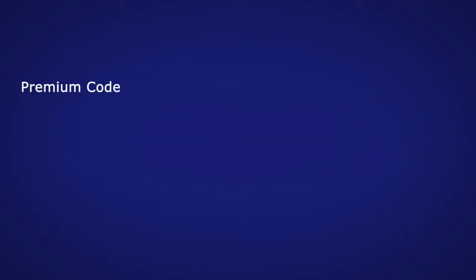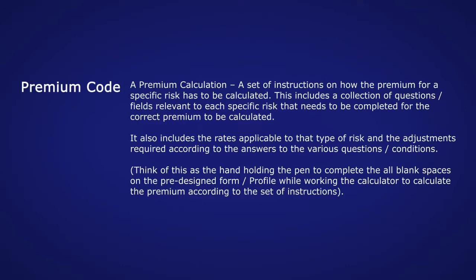Premium code. A premium calculation, a set of instructions on how the premium for a specific risk has to be calculated. This includes a collection of questions or fields relevant to each specific risk that needs to be completed for the correct premium to be calculated. It also includes the rates applicable to that type of risk and the adjustments required according to the answers to the various questions or conditions.